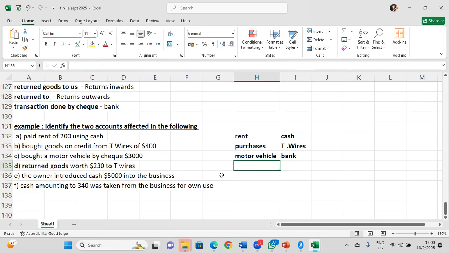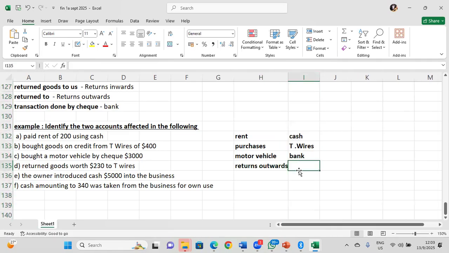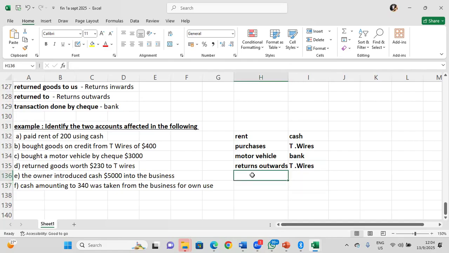Return the goods worth 232 TYS. So what you need to consider is, are we returning to, or is it coming back to us? So if we are returning to, it means those are returns outwards. So the other account is returns outwards. We are returning goods going out of the business. So we have returns outwards. And the other account, besides returns outwards, is the person whom we are returning the goods to. So that's TYS. So we have returns outwards and TYS account.